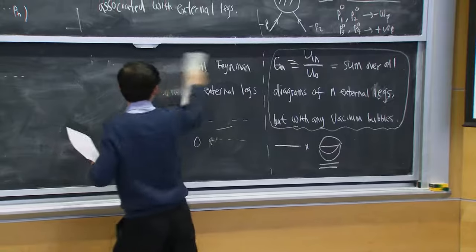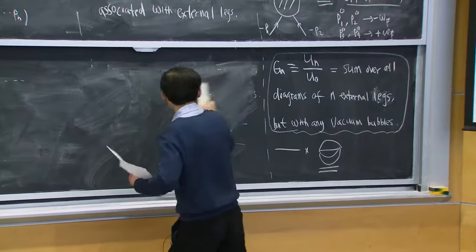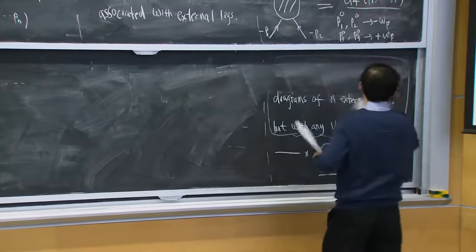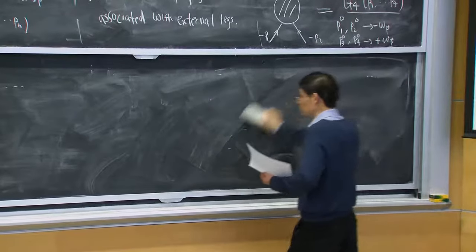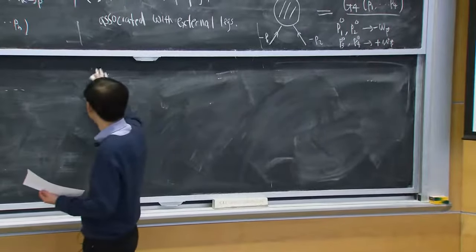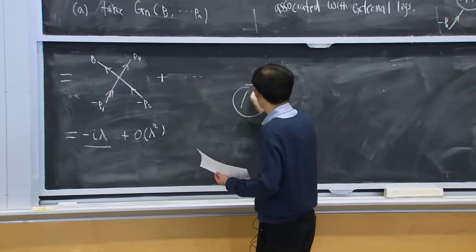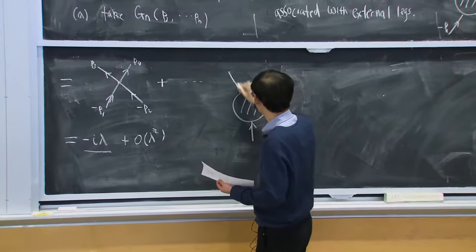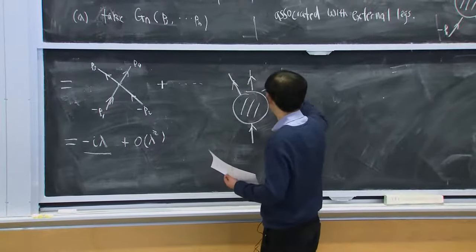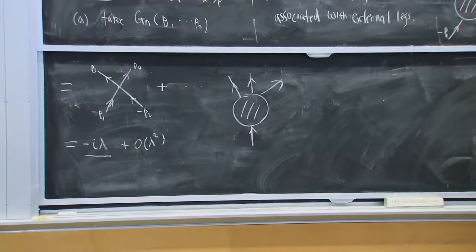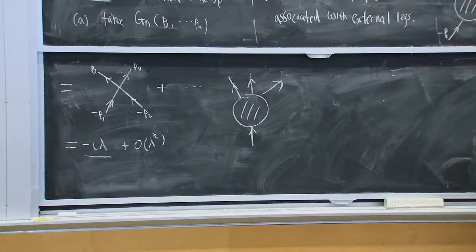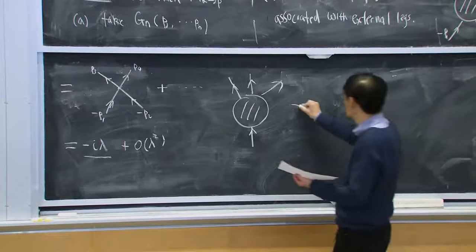So another possibility, say if we want to consider the decay of a particle into three other particles. So a decay of a particle into three other particles. In this case, then again we take G4.